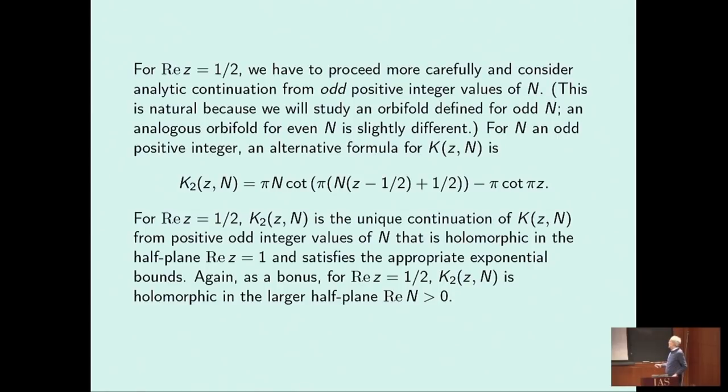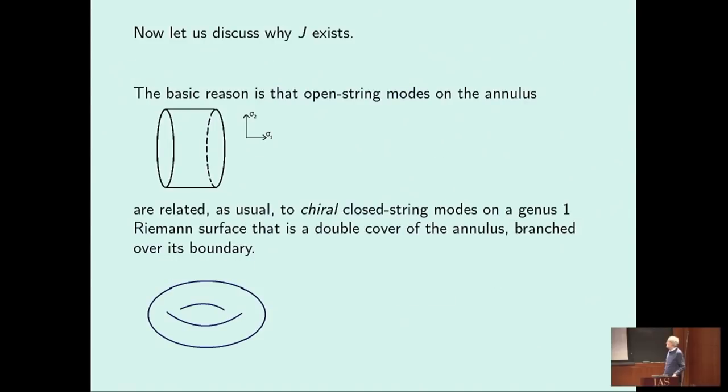For n an odd integer, an alternative formula for k is this one. It's not immediately obvious, but if you think about it a little while, you'll discover by checking poles and residues that this is another formula that, when n is an integer, is equivalent to the original formula for k. And this one, for real part of z equals half, is holomorphic in the half-plane. And it's even holomorphic in the larger half-plane. Now, so that's how we're going to continue k.